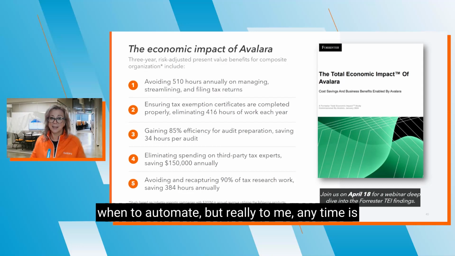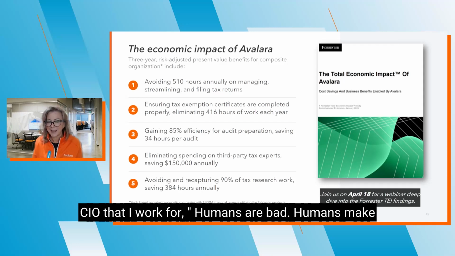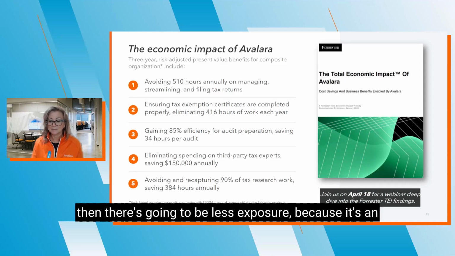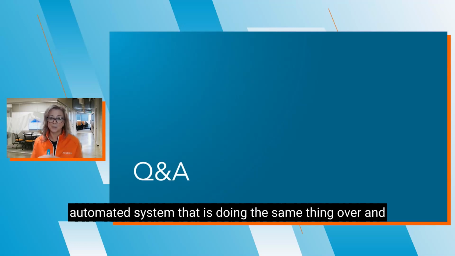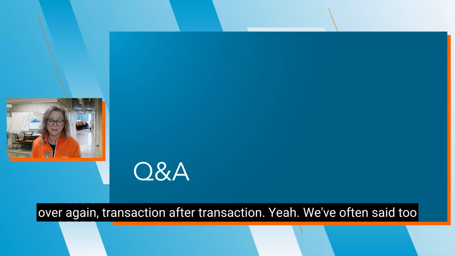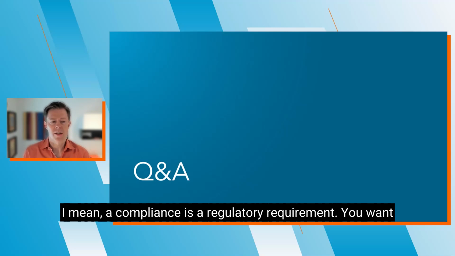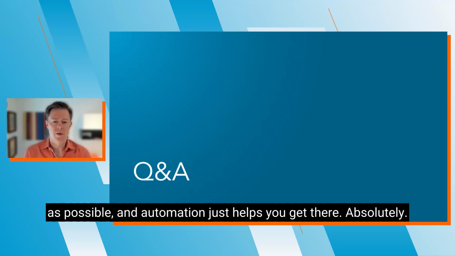But really, to me, any time is a great time to automate because, again, back to that CIO that I work for, humans are bad. Humans make mistakes. If you take the human element out of it, then there's going to be less exposure, right? Because it's an automated system that is doing the same thing over and over again, transaction after transaction. We've often said too that no company really gains additional value by being compliant. Compliance is a regulatory requirement. You want to do it in as efficient and least costly a way as possible, and automation just helps you get there.